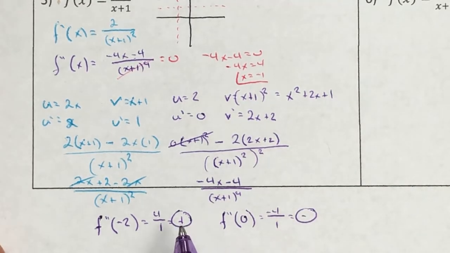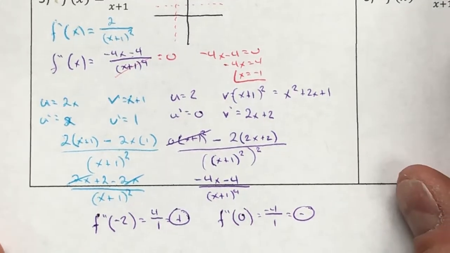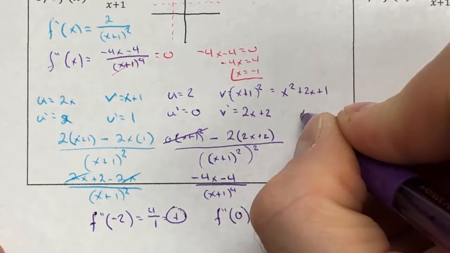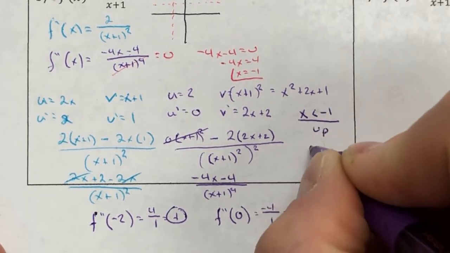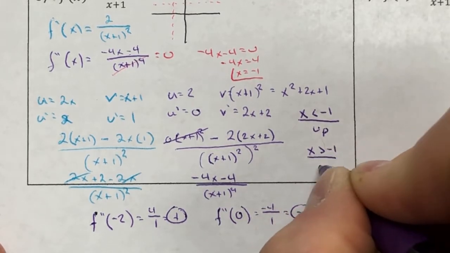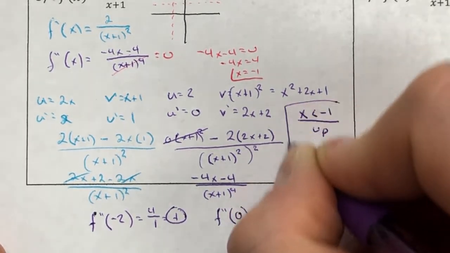So if I see the graph at this point, maybe I should have left some space here. For x less than negative 1, we are concave up. And for x greater than negative 1, we are concave down.